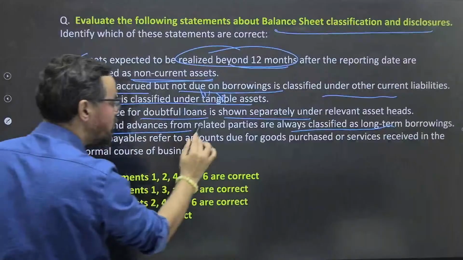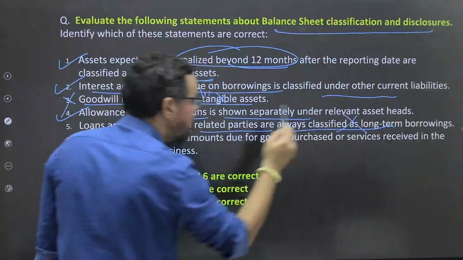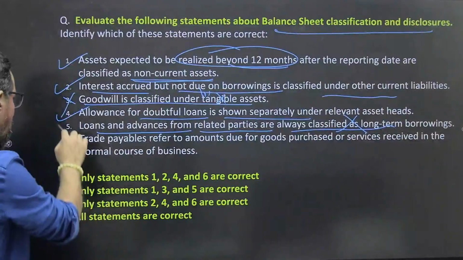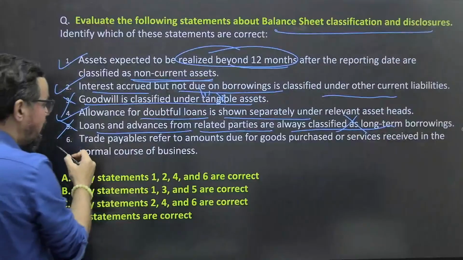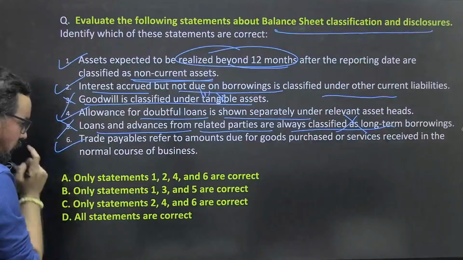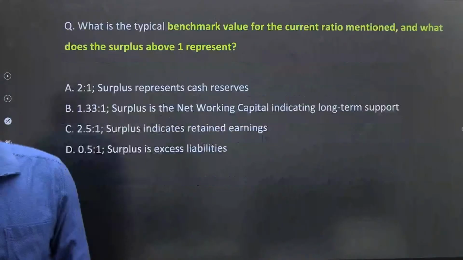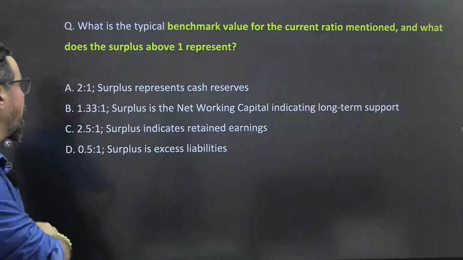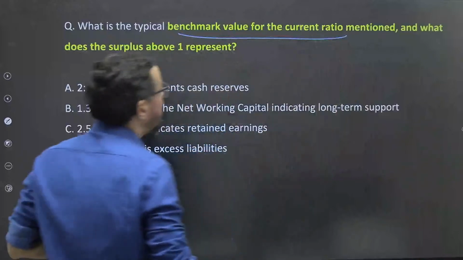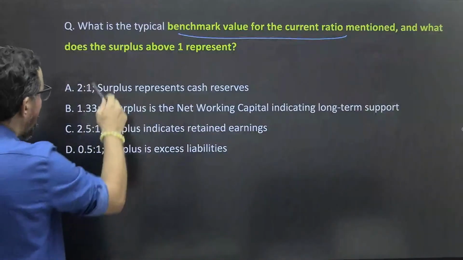Loans and advances from related party always classified as long term? No, it depends on the duration of the loan. It can be a short-term as well as a long-term liability. Then this is also correct. So 1 to 4 and 6, option A only should be the right answer for this particular one. Very good. Next one.